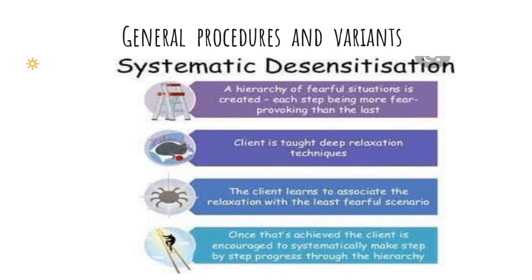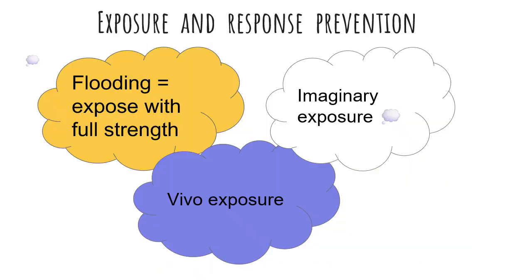Next, once that is achieved, the client is encouraged to make a systematic, step-by-step progression through the hierarchy. In that hierarchy, we help the client achieve each and every goal, and in the process we stay with the client and help them create relaxation and attain the result. Right?